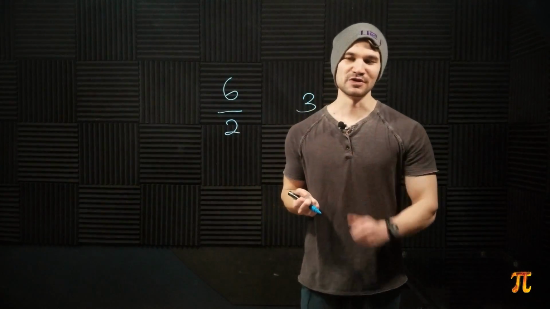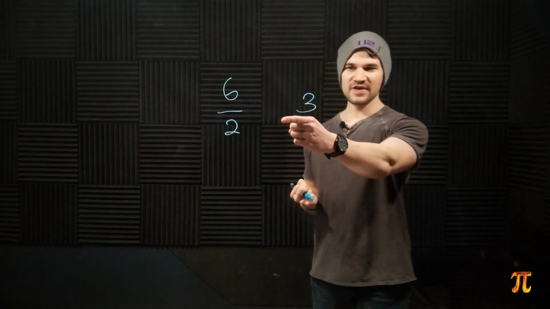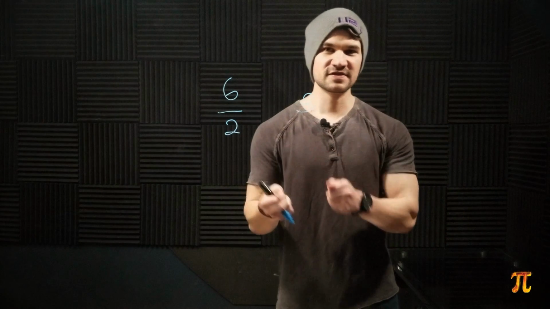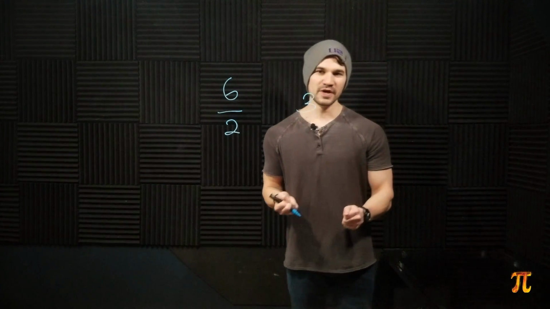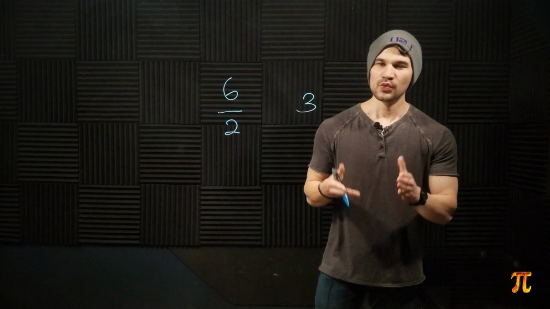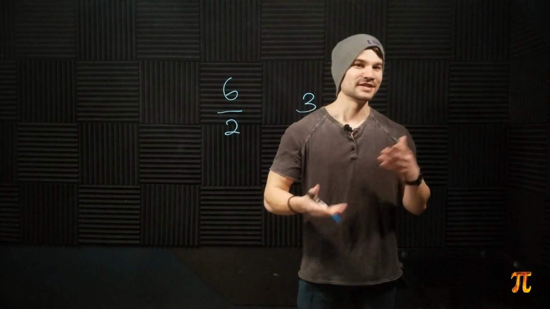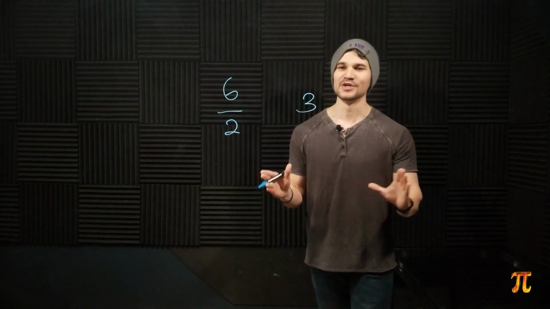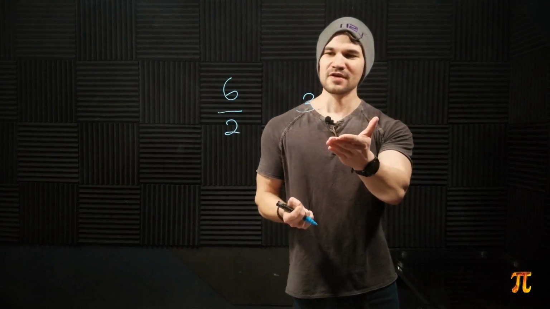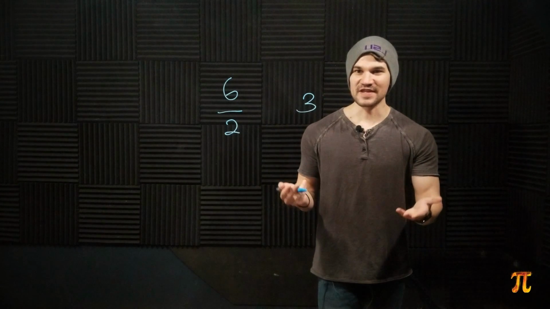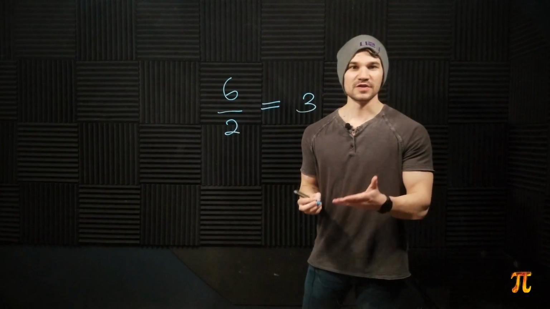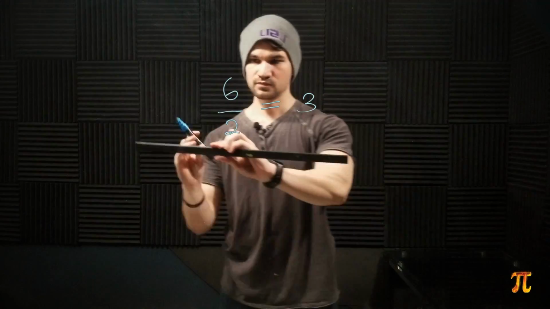Now, I have these two numbers drawn on the board. 6 divided by 2 and 3. They look different, and I used different symbols to express them. But when we're talking about numbers, we're concerned with their value. When we're dealing with arithmetic and counting and anything involving numbers, we're concerned with their value. We are not concerned with how they look. And because of that, we say that these two numbers are equal. We regard them as being the same.